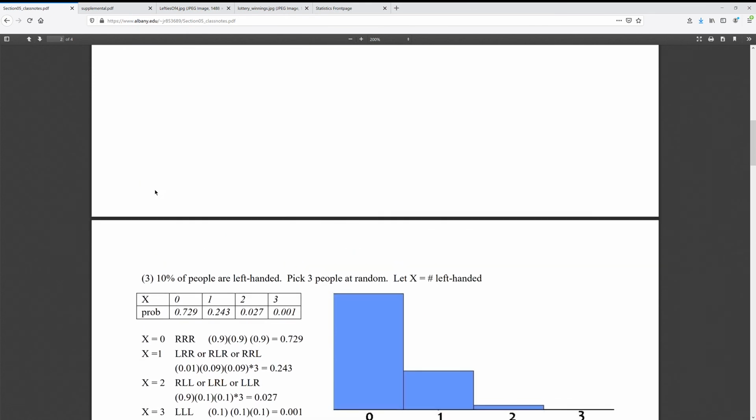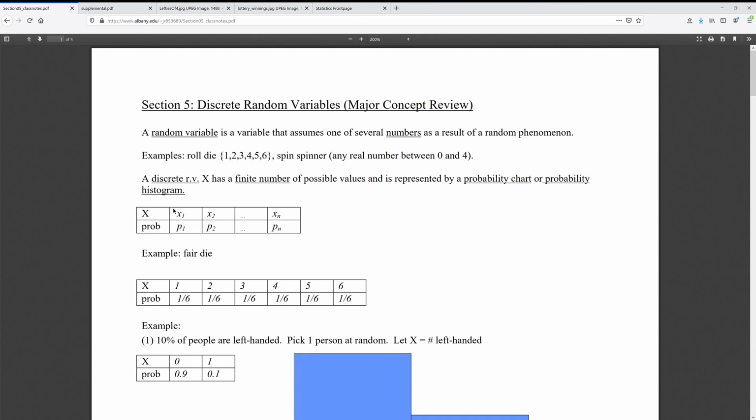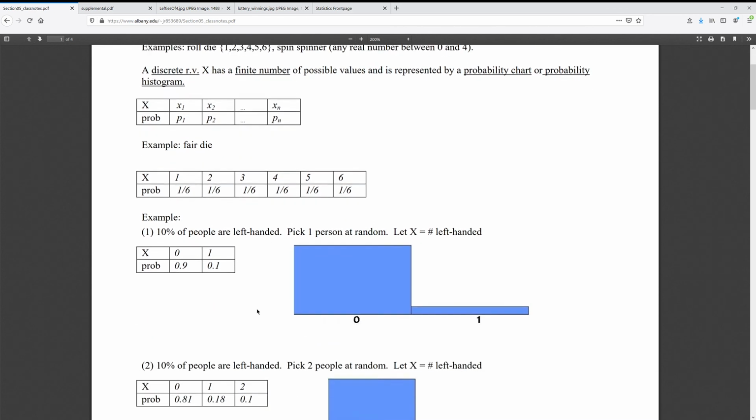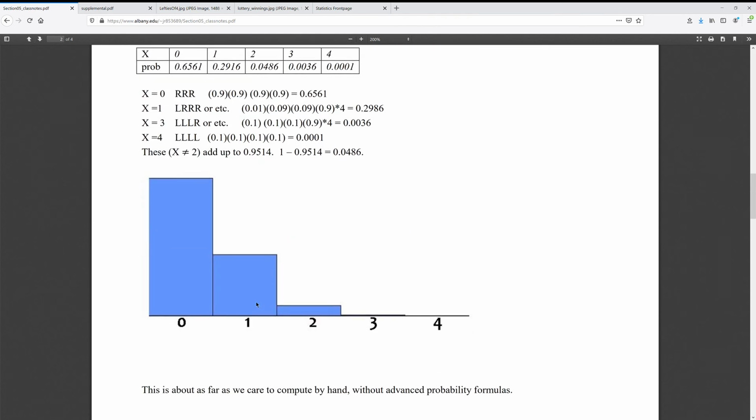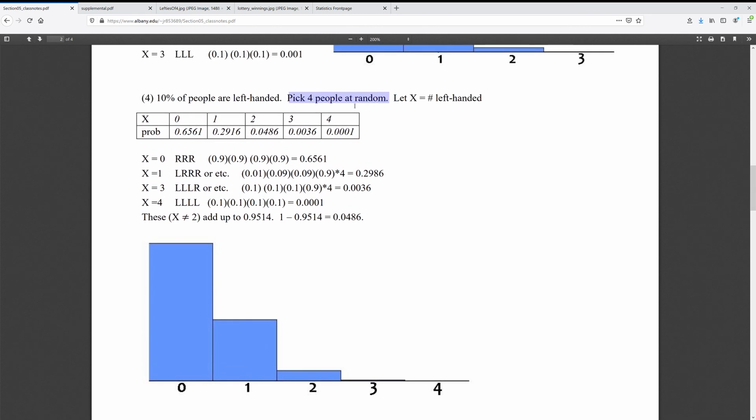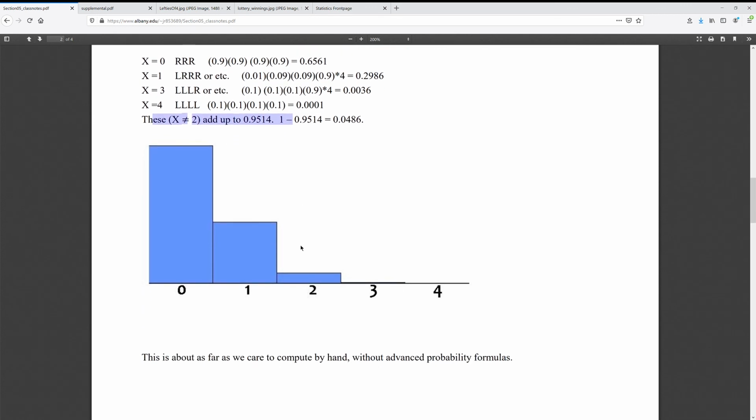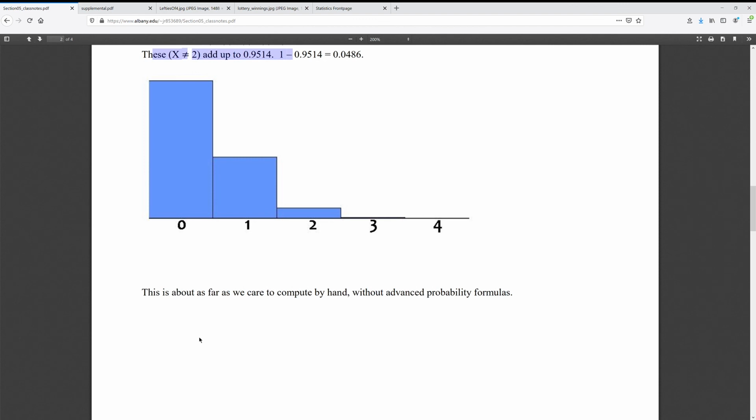All I'm trying to say is that this is an intellectual exercise for very discrete random variables, by which I mean not that many possibilities to think through. If we're making these by hand, then probably picking 4 people who are left-handed or not, people who have blue eyes or not, coins that are heads or tails, probably about 4 is as far as we want to go if we're doing this by hand. Otherwise, it gets too much into the number of sequences you can get, and for a course like this, we just don't have to deal with it. So this is as far as we care to compute by hand without advanced probability formulas.